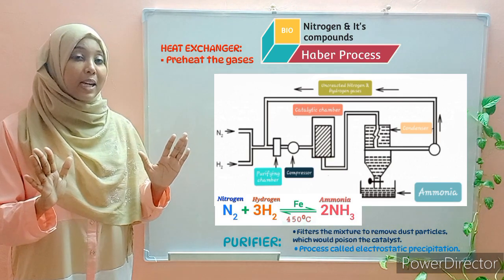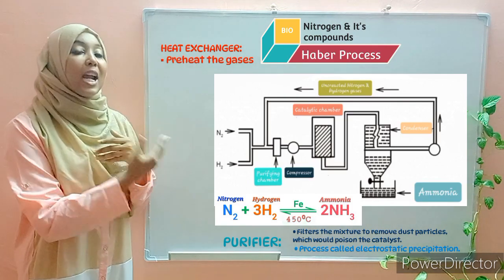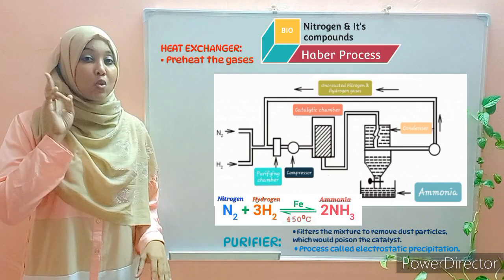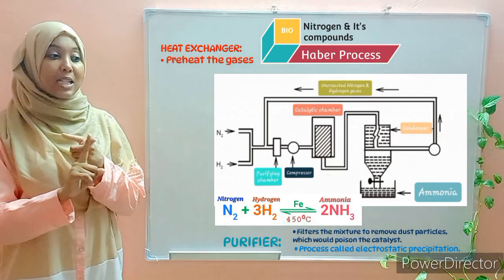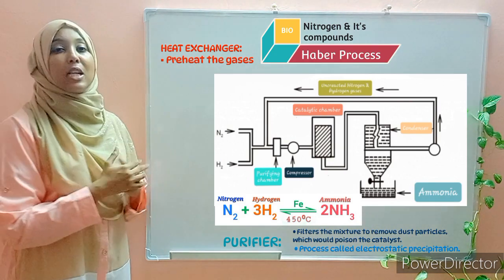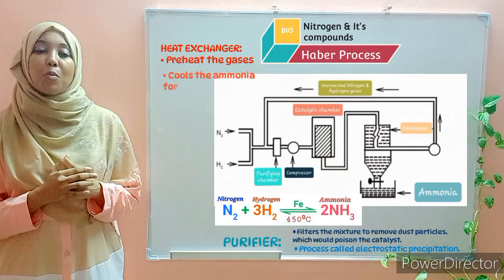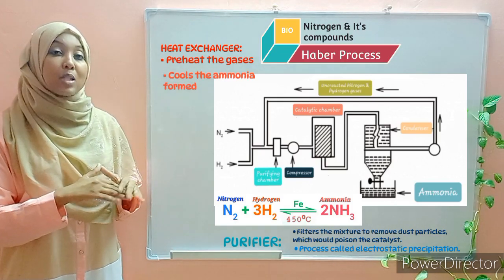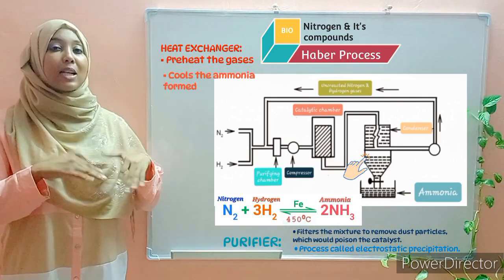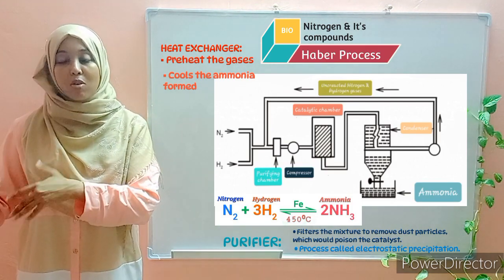Now once the ammonia has been formed, it then passes back into the heat exchanger. On its way back, it's cooled a bit. So those are 2 roles of the heat exchanger. Number 1 is that it preheats the gases on their way to the catalytic chamber. And number 2 is that it cools the ammonia that is formed. Once the ammonia has passed through the heat exchanger, it then moves into the condenser. The condenser condenses the ammonia gas into liquid state, which is then collected, of course.